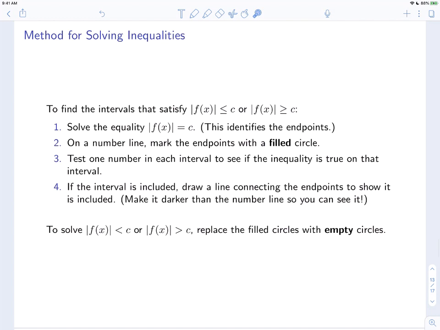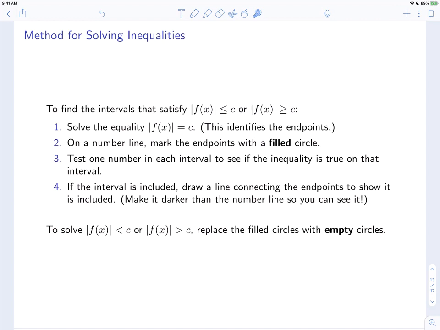So what's our method for solving inequalities? To find intervals that satisfy an inequality that looks like this, either the absolute value of f of x is less than or equal to c, or the absolute value of f of x is greater than or equal to c, the key step is to look not at the inequality, but at equality. So you start by solving the equality, the absolute value of f of x is equal to c. That's what we started out doing. Now this will identify the endpoints of the intervals.